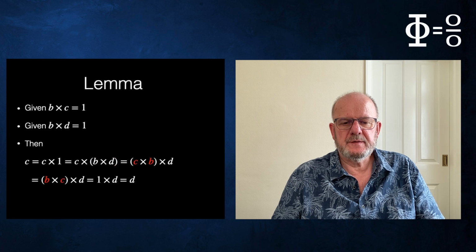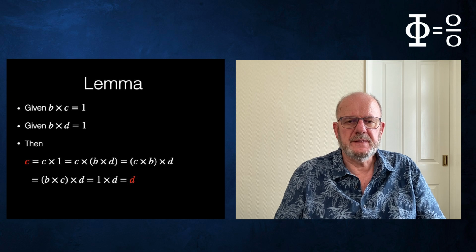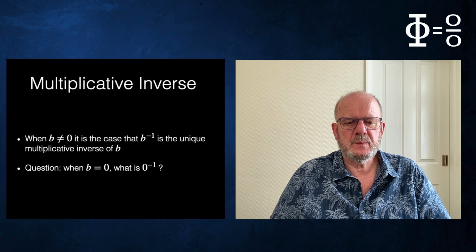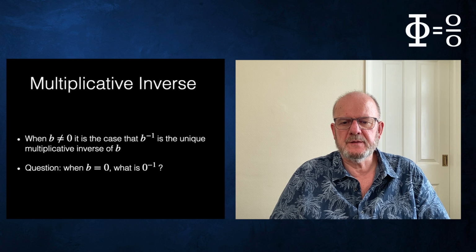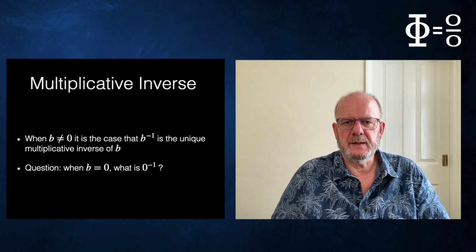Arithmetic is commutative, so c times b equals b times c. We know that b times c equals 1. 1 times any number is equal to that number, and so we've proved that c equals d. So now we know the multiplicative inverse is unique, and we write down when b is not equal to 0, it is the case that b to the power minus 1 is the unique multiplicative inverse of b. So my question is, when b equals 0, what is 0 to the power minus 1?